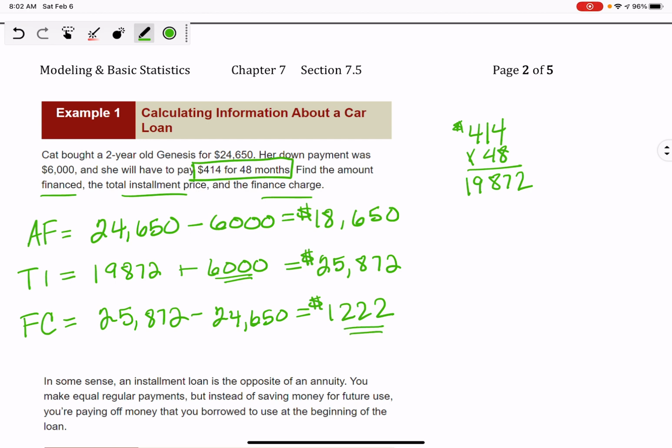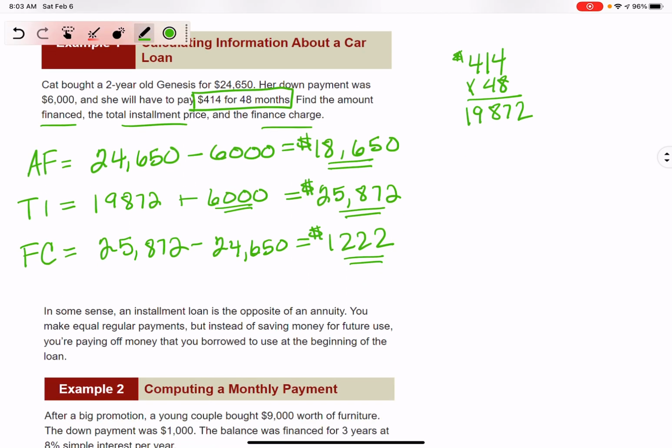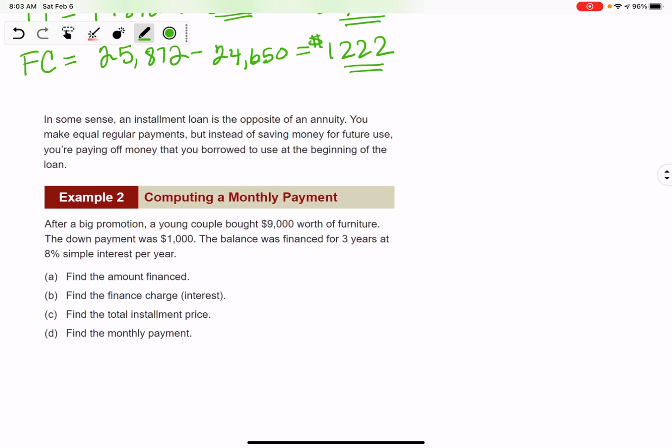So that's the finance charge, or the interest. Total installment, that's how much she's paying altogether with interest. That's how much she had to borrow. So if it makes sense, this is what she had to borrow extra, plus that $6,000 that she already used as her down payment, plus the interest, will be her total installment. In some sense, an installment loan is the opposite of an annuity.